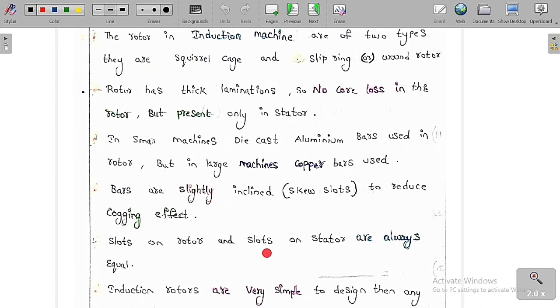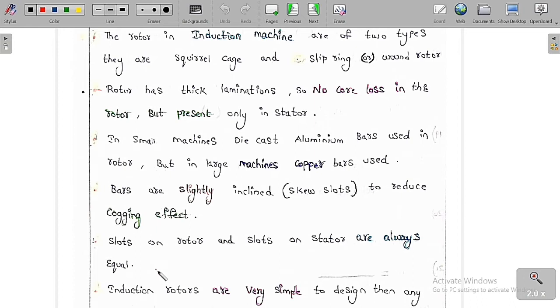The slots on the rotor and the slots on the stator are never equal. I have already told you, no matter the case, in the case of a squirrel cage induction motor, whatever poles are assigned on the stator, the same poles are automatically assigned on the rotor, by nature itself.